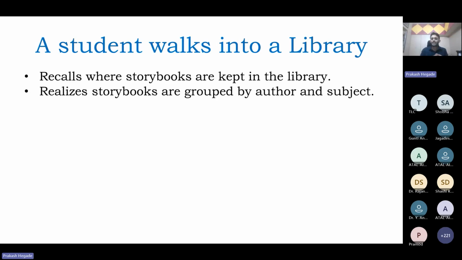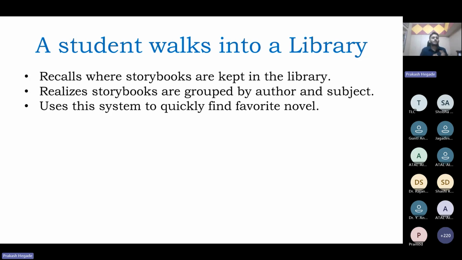Okay. So the second task is realizing that story groups are grouped by the author and the subject. The third part is the student now says, okay, let me use a system to quickly find my favorite novel. And this system can vary in multiple ways. Like, for example, I will build a software for that. Or I'll remember a mental system key, this shelf, this number, this is where I'm going to go and find my book. Okay. And that's the third part.